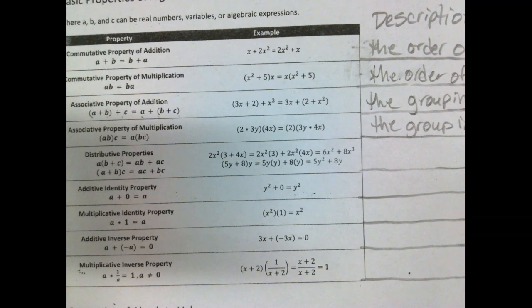The nerve. All right, distributive property. We kind of already know distributive property. How can we identify that this is distributive property? What does it look like? What's happening with distributive property?